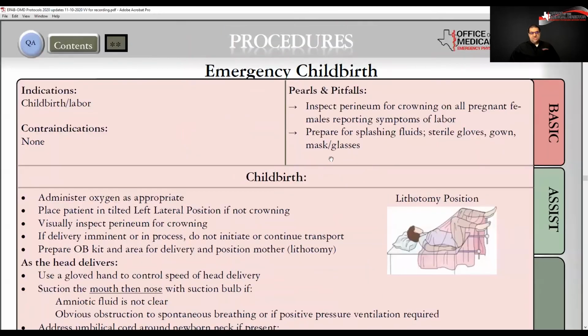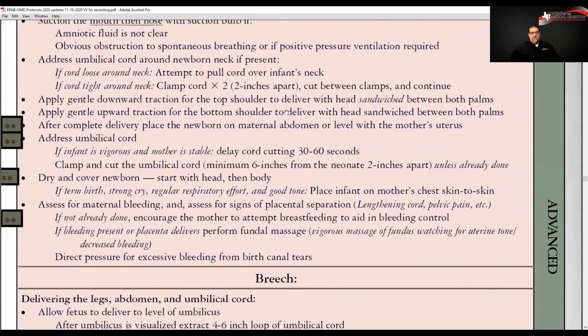A few minor changes in emergency childbirth. One, really talking about skin-to-skin contact immediately after delivery, as long as the neonate is doing okay. If they're vigorous and stable, you can delay cord cutting. This helps continue blood flow to the neonate, helps increase their blood count as well as oxygenation. Then clamp and cut the cord, dry and cover them, and as long as they're doing okay, you can put the baby on the mom and do skin-to-skin contact. And then, of course, looking for maternal bleeding and encouraging breastfeeding to also help in the bleeding control.